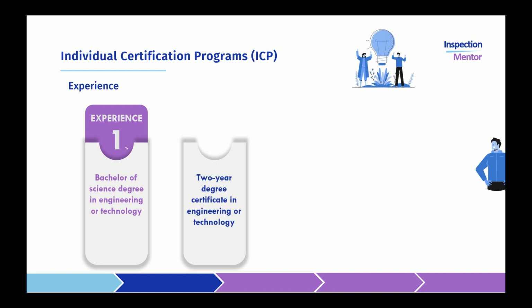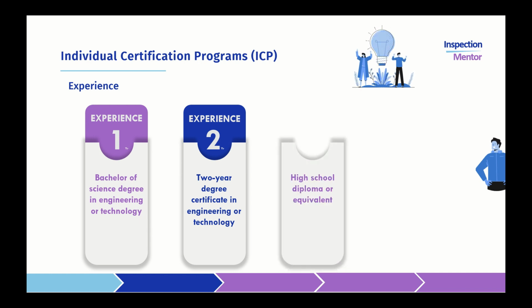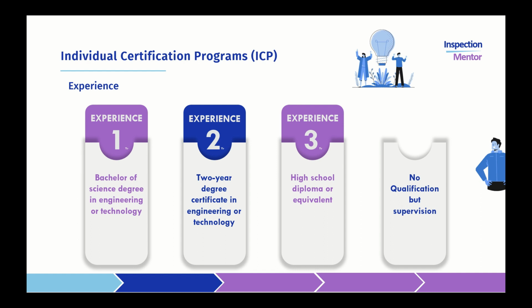The second group of people have a 2-year degree certificate in engineering and technology. So they might not be holding an engineering degree. If they have a 2-year certification program similar to engineering and technology and 2 years of experience, then they are eligible to apply for the individual certification program. The third group is high school diploma or equivalent, and this group needs 3 years of experience. And the last group is no qualification, but they are doing some sort of supervision. They need 5 years of experience.